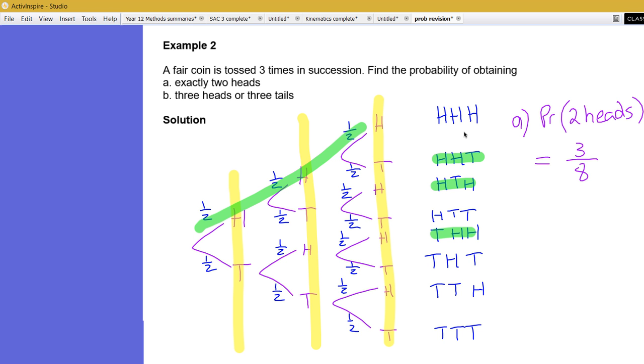and that would mean the probability is 3 in 8. When we look at part B, where it says 3 heads or 3 tails, 3 heads is head, head, head, and 3 tails is tail, tail, tail. So there are 2 branches that would give us that probability. So 2 out of 8, and of course we would never leave a fraction unsimplified. That means 1 in 4.